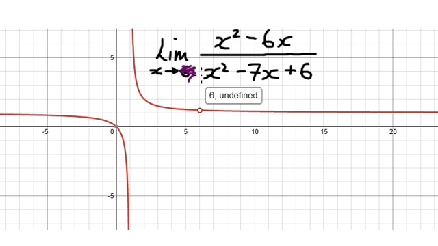Okay, the first question was find the limit as x approaches 6. The second question was find the limit as x approaches positive 1. When x approaches positive 1, the limit does not exist.